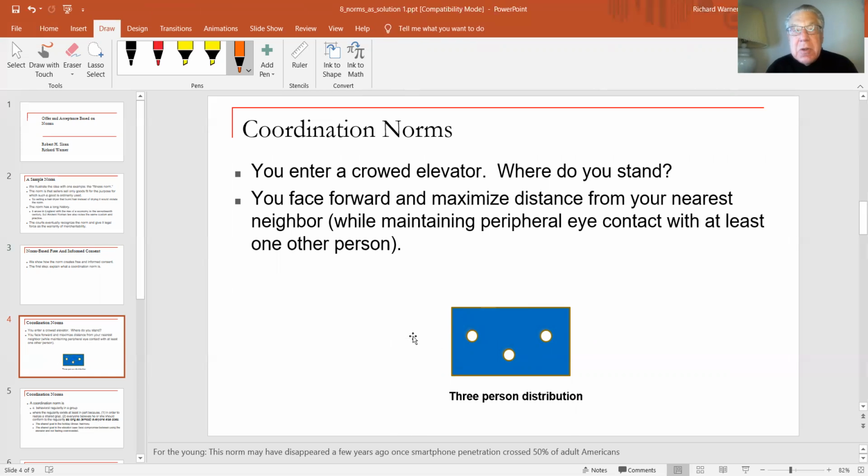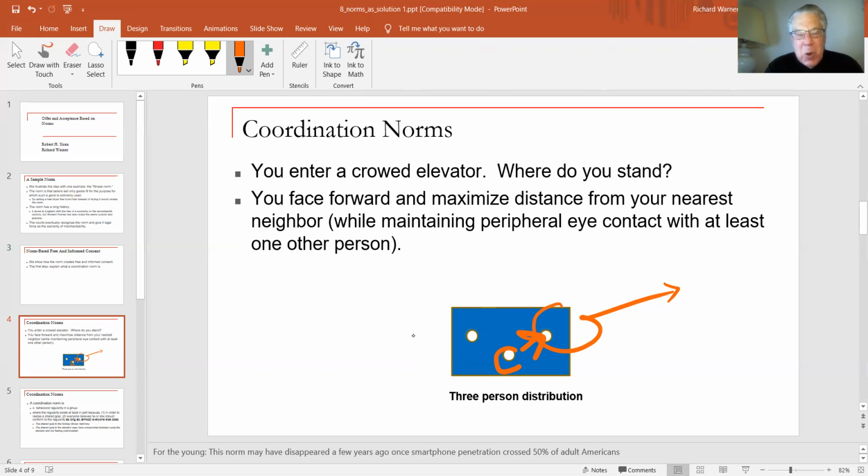So there's the three-person distribution, and we all know what happens if this person gets out. Where does the person in the back go? That person goes over there. That's what happens. I've discussed this a lot, indeed, around the world. This is an international norm. Everybody recognizes that this is what happens. So what's going on? Well, there's a norm. The norm is to face forward, you look at the door, and to keep yourself as far away as you can from the person closest to you.